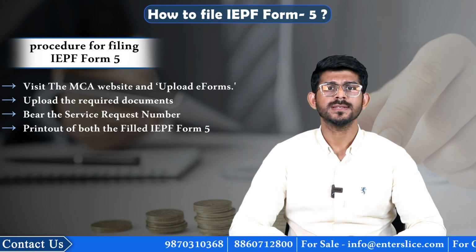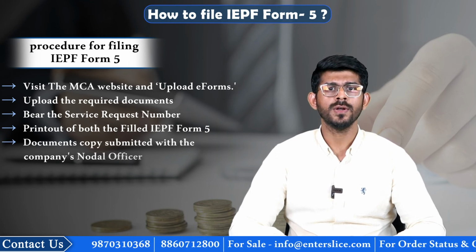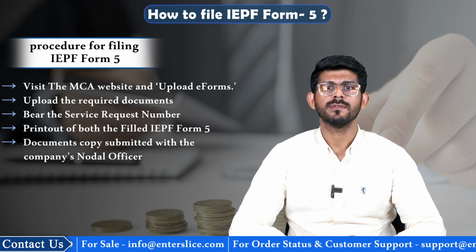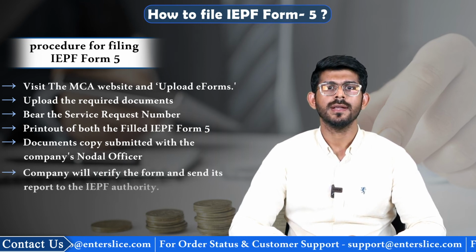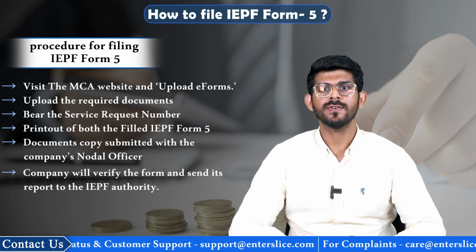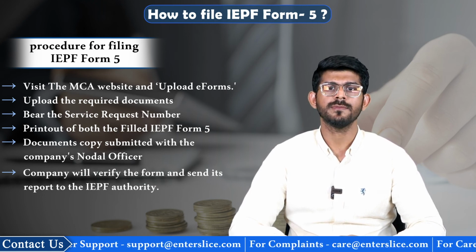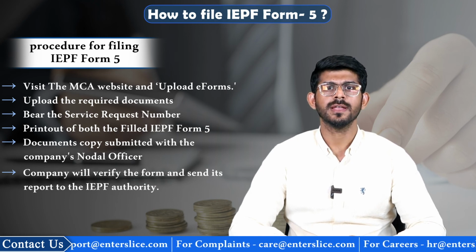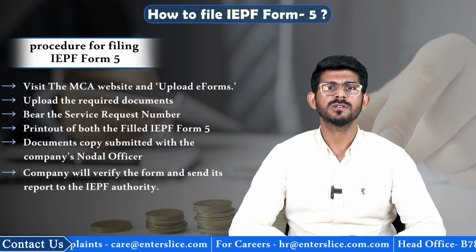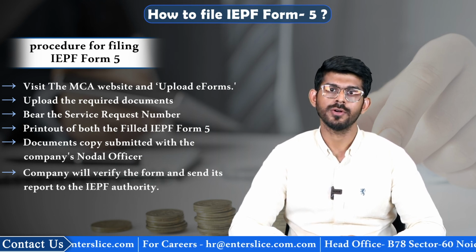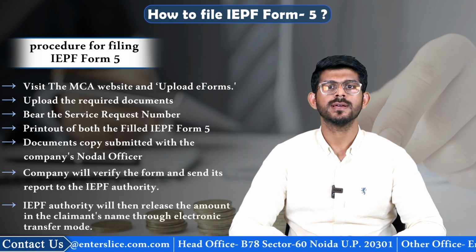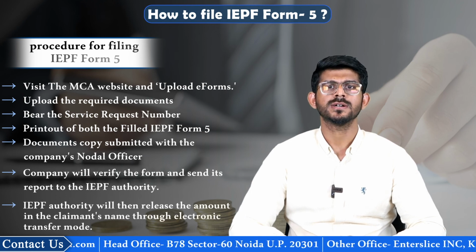Afterwards, the necessary documents along with the copy of filled IEPF Form 5 and service request number are to be submitted with the company's nodal officer at its registered place in the physical form. The company will verify the form and send its report to the IEPF authority. The authority will then verify all the documents submitted and on satisfaction, credit transfer from the company into the IEPF authority. At last, the IEPF authority will then release the amount in the claimant's name through electronic transfer mode.